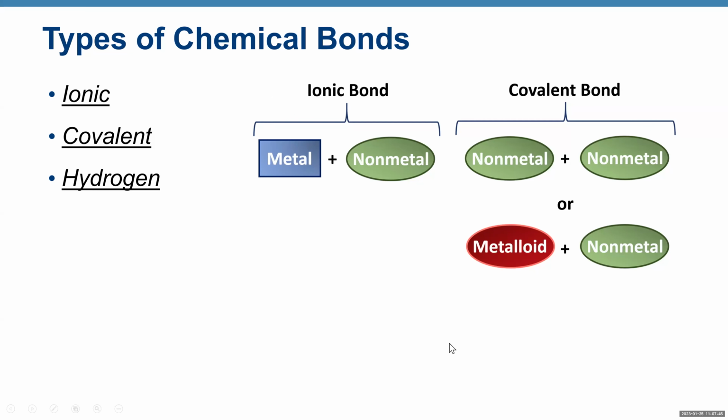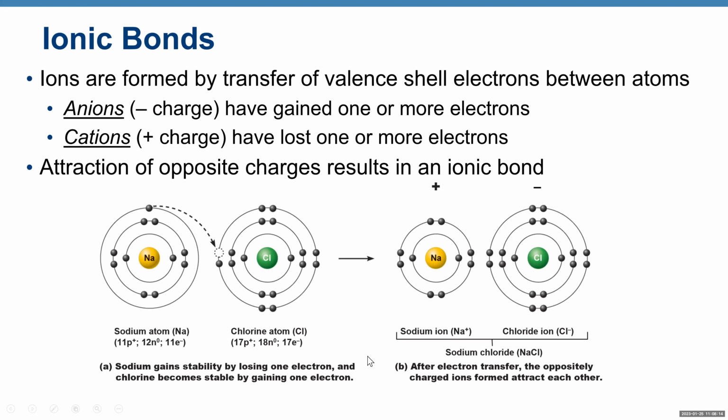Now, chemical bonds can be divided into ionic, covalent, hydrogen, and then we do have some other chemical bonds that you will learn in chemistry. Those 3 are important in biology. Now, ionic bond, we have metal and non-metal. Covalent, we have non-metal and non-metal, or metalloid and non-metal. So ionic bonds. Ions are formed by transfer of valence shell electrons between atoms.